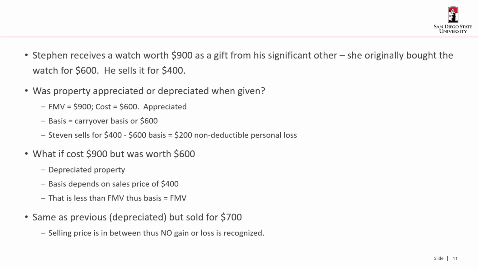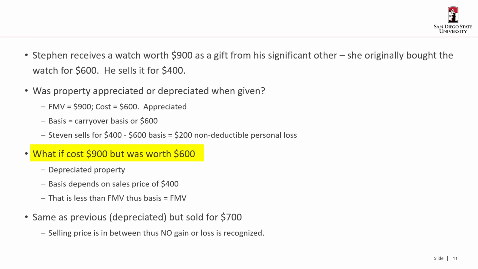So let's do an example. Here we are. Stephen gets a watch worth $900. That's the market value. Originally purchased for $600, sells for $400. So was the property appreciated or depreciated when it was gifted? Well, at the time of the gift, the market value was $900. The cost was $600, so it's clearly appreciated. As a result, Stephen takes the carryover basis, which is $600. That was his significant other's basis. When he sells it for $400, he has a $200 loss. However, because this is a personal item, it's a non-deductible personal loss. We covered that in the last module.